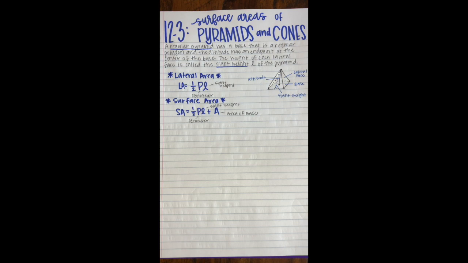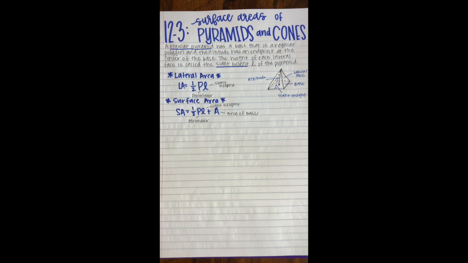One thing to notice is a regular pyramid has a base that's a regular polygon. So that's how you know that it's regular. And then the height, you have the altitude that comes from the center to the top point of the pyramid or cone. And then the slant height is the one that goes from the top, but it comes to the base edge, not the center of the base.